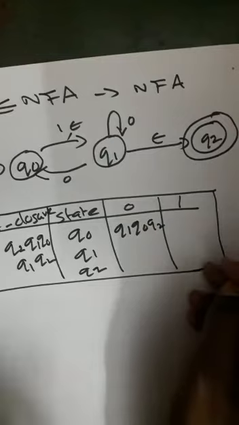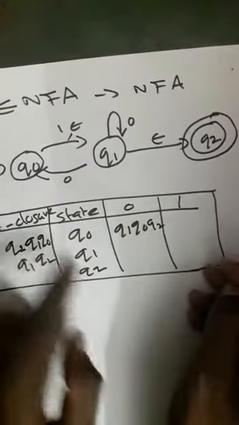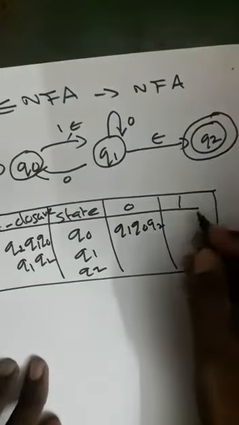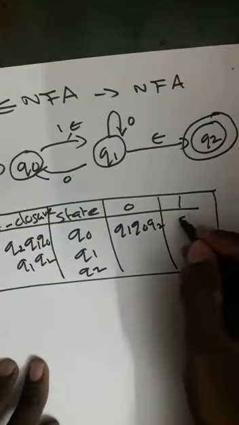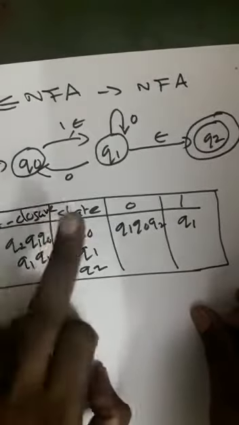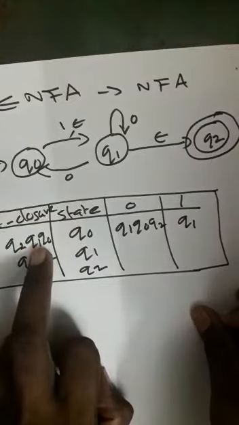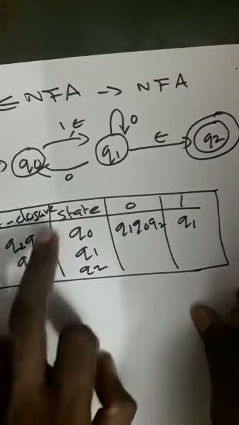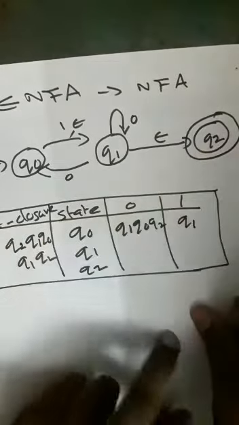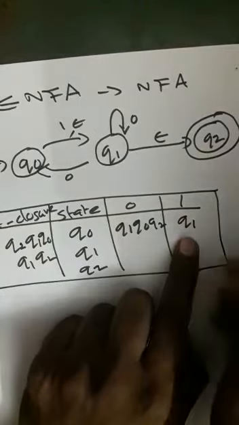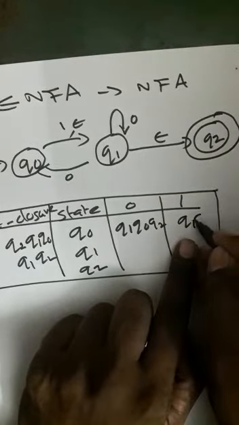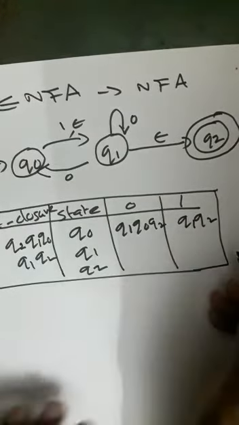Now Q0 on 1 having a transition to Q1. Q1 on 1, no transition. Q2 on 1, no transition. But Q1 having epsilon closure with Q2, so you have to add Q2 also. Okay.